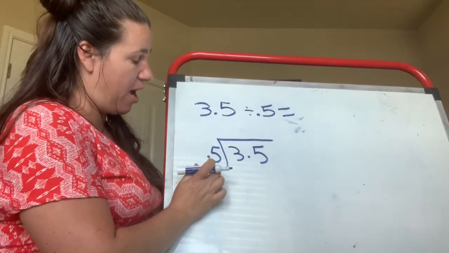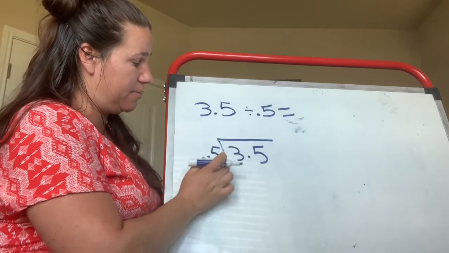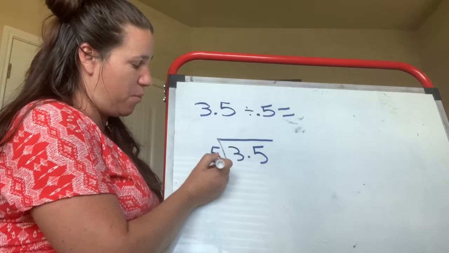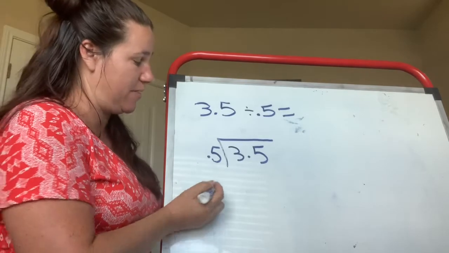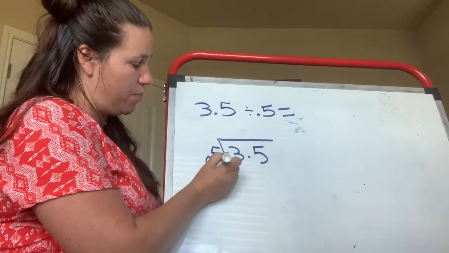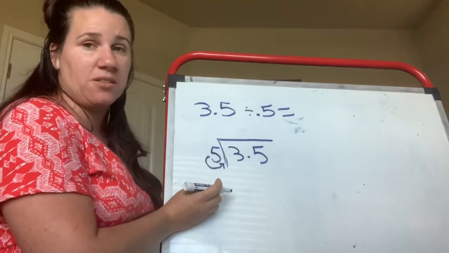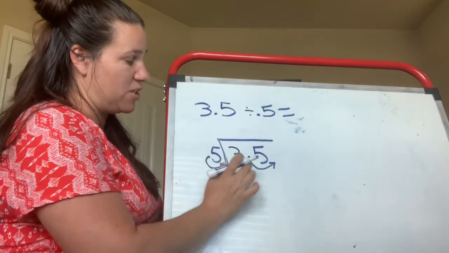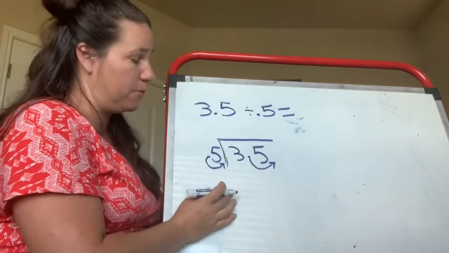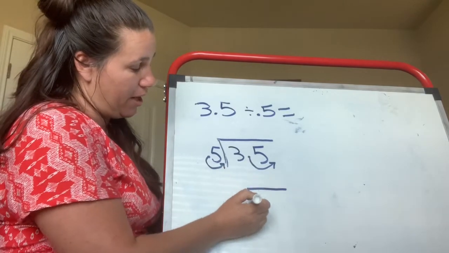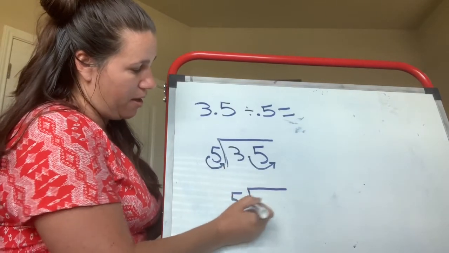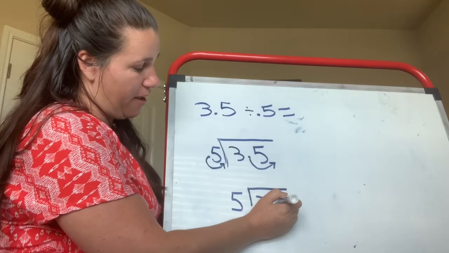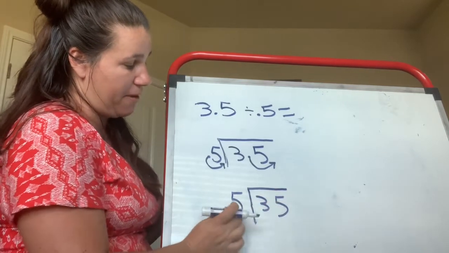So here we go. My divisor right here, I don't want any decimals in my divisor. So what I do is I move my decimal 1 to the right in the divisor. I'm going to do the same for my dividend. Whatever I do to my divisor, I have to do to my dividend to make it fair. So now I have 35 divided by 5.